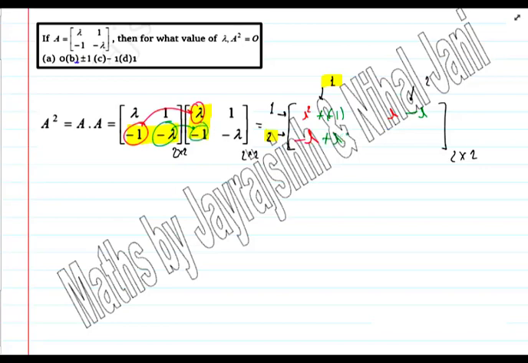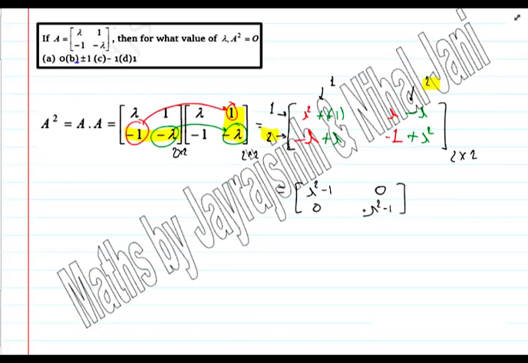plus lambda, and the last element is in second row, second column. So let's select second row and second column, and as you know, minus will multiply to 1, will give us -1, minus lambda into minus lambda will give us plus lambda square. So tada, here we have A square as lambda square minus 1, 0, 0, and lambda square minus 1, right?